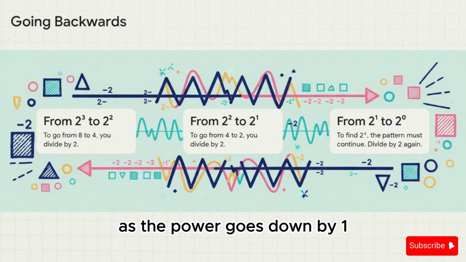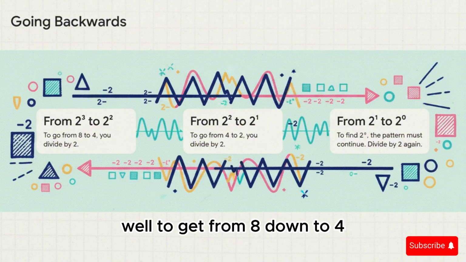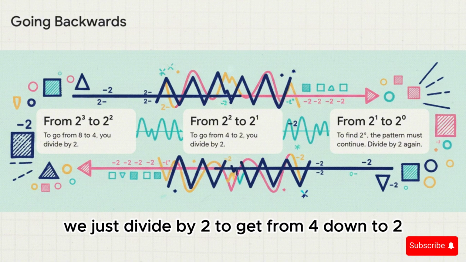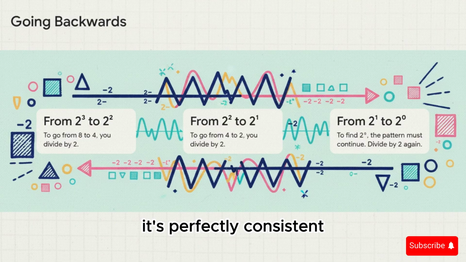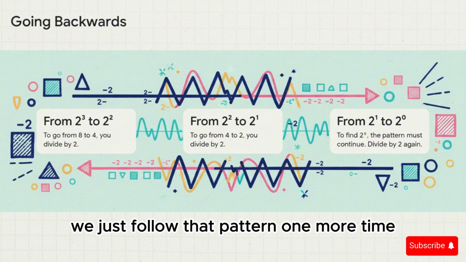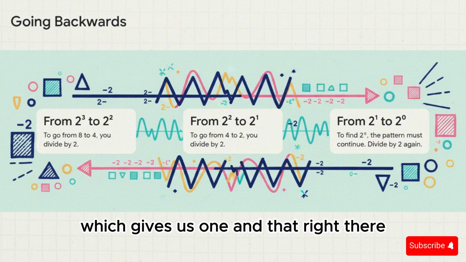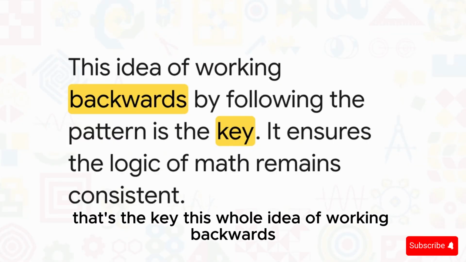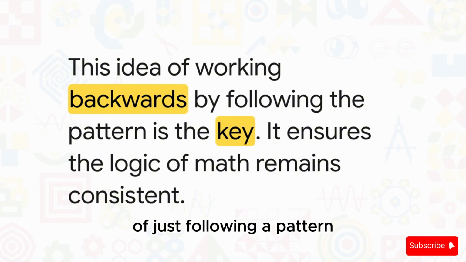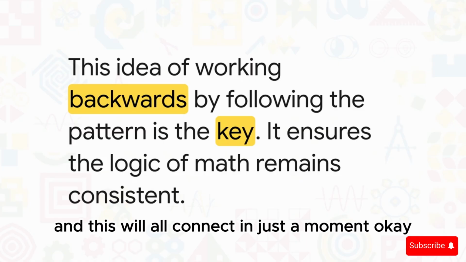As the power goes down by 1, what are we actually doing to the result? Well, to get from 8 down to 4, we just divide by 2. To get from 4 down to 2, we divide by 2 again. See the pattern? It's perfectly consistent. So to find 2 to the power of 0, we just follow that pattern one more time. We take 2 and we divide by 2, which gives us 1. And that right there, that's the key. This whole idea of working backwards, of just following a pattern that's already been established, it's a huge part of how math stays so consistent. And this will all connect in just a moment.